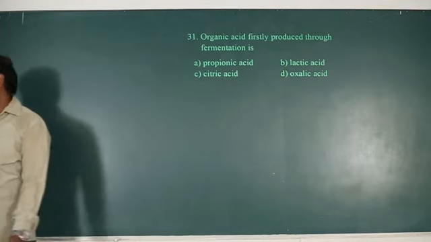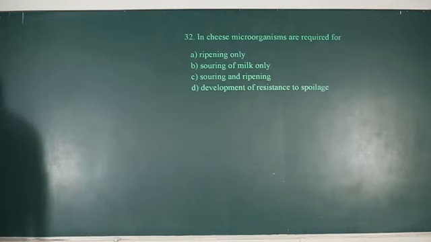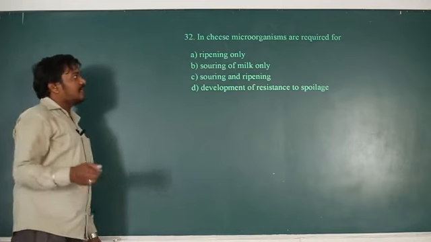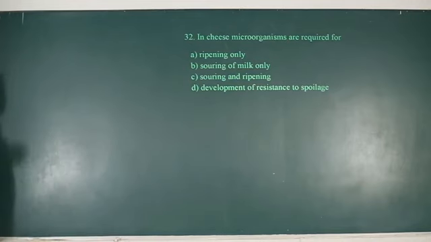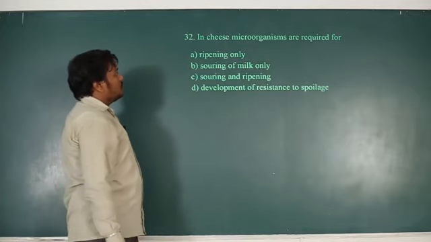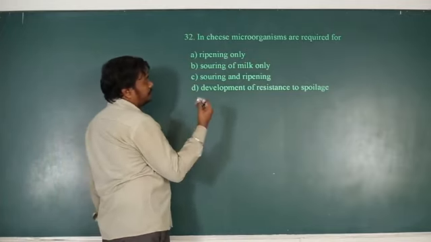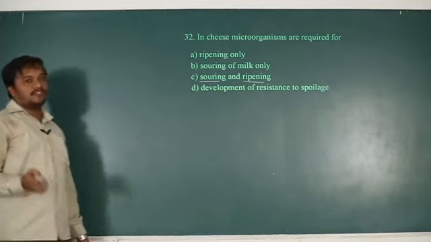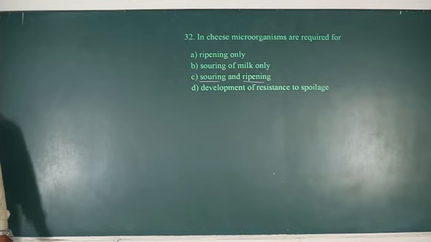Okay, next question number 32. So in cheese, microorganisms are required for. Cheese is ripened by using microorganisms. Why is the cheese inoculated with microorganisms? It gives a sour taste as well as ripening. Souring and ripening produce a specific taste.